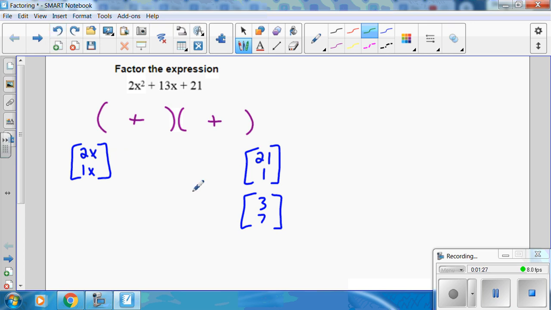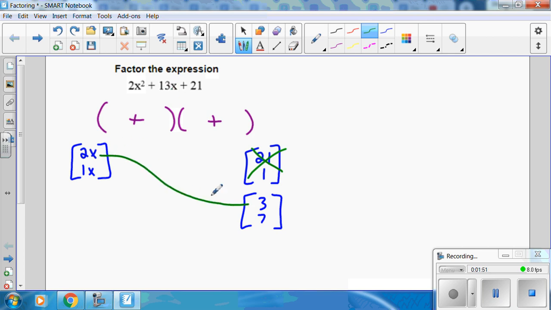Now let's flip it around. 2 times 1 is 2. 1 times 21 is 21. That does not add up to 13, so it won't be that combination. Now we know it has to be 2 and 1. There's no other option on this side. So we're going to cross out the 21 and 1 because we know it can't be that. We just checked it. Okay, remember we want a sum of 13.